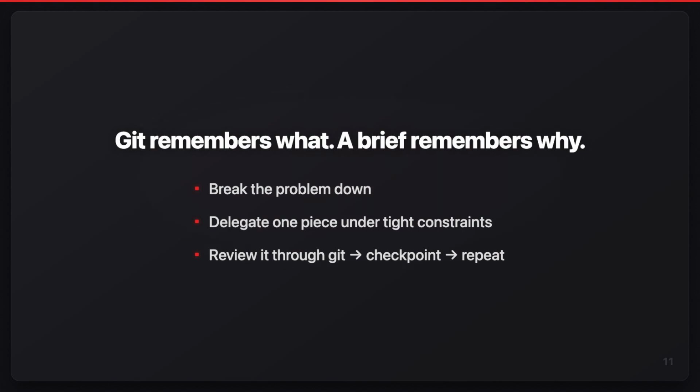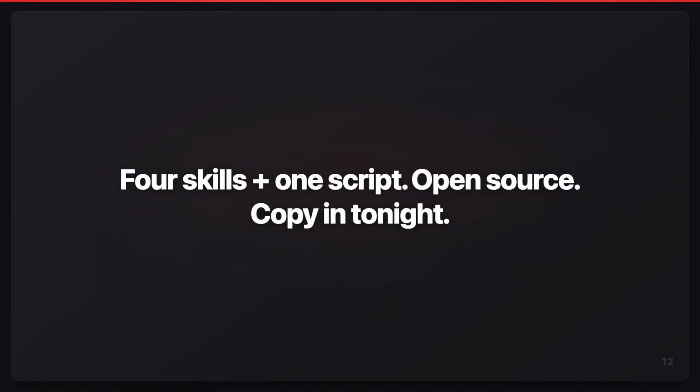Git remembers what changed. A 30-line brief remembers why. Break the problem down, delegate 1 piece, review it through Git, checkpoint, repeat. It's 4 skills and 1 shared script.